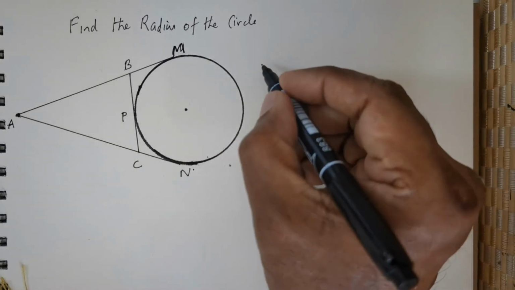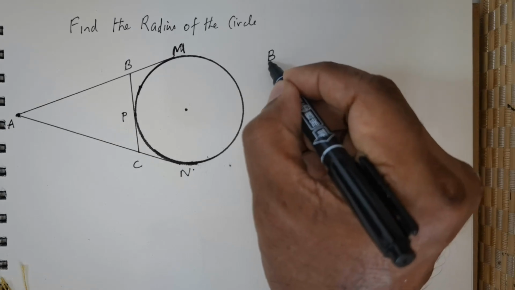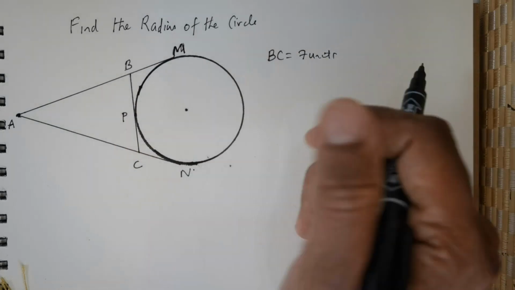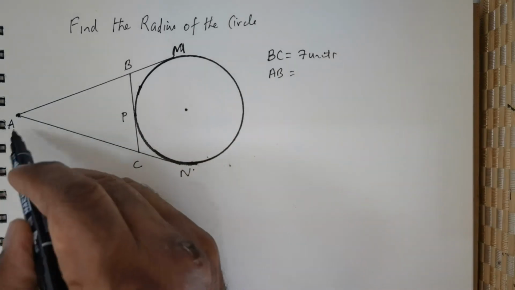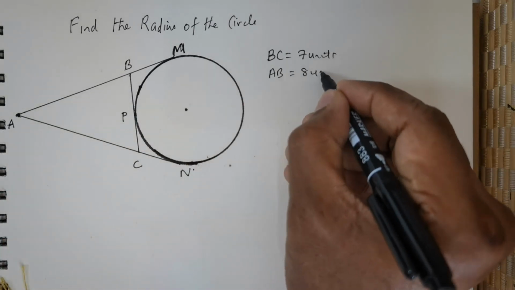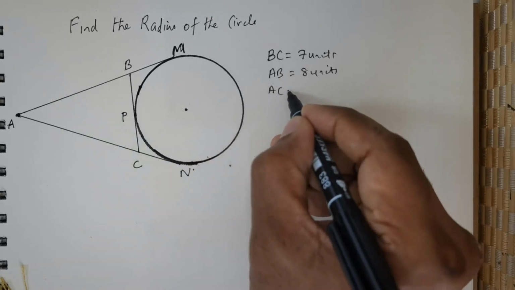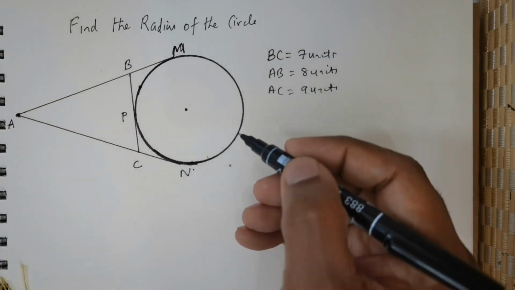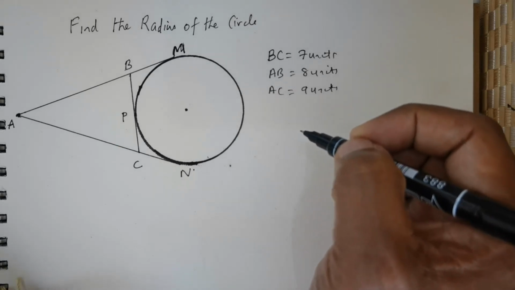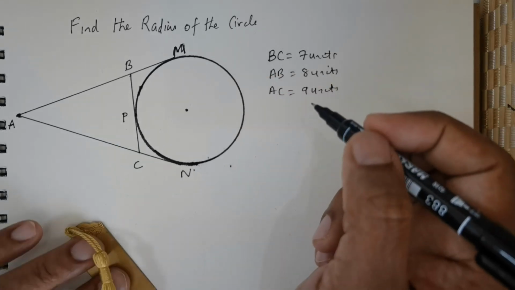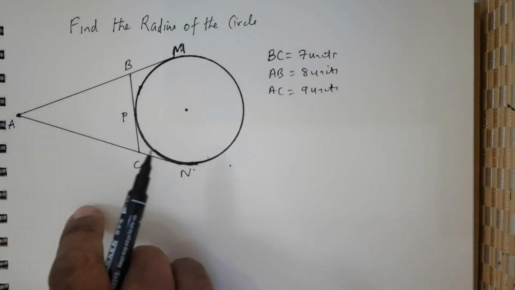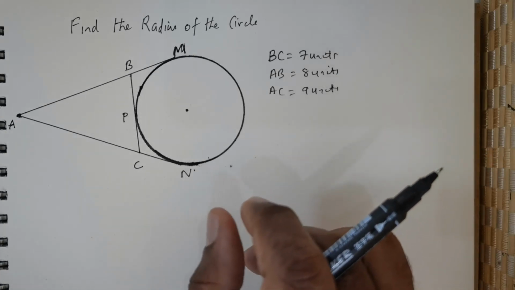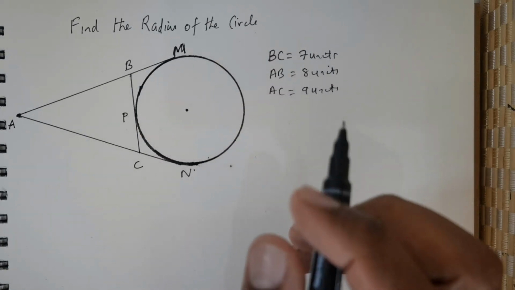Now, from the question, we have been given that BC is 7 units in length. The total length of BC is 7 units. AB, from point A to point B, is given to be 8 units, and AC is given to be 9 units. Now you are expected to find the radius of the circle, right? So that is an interesting question. I hope you have understood the requirement for the question. These are the information that has been given to us, and using this information we are expected to obtain the radius of the circle. Fair enough.